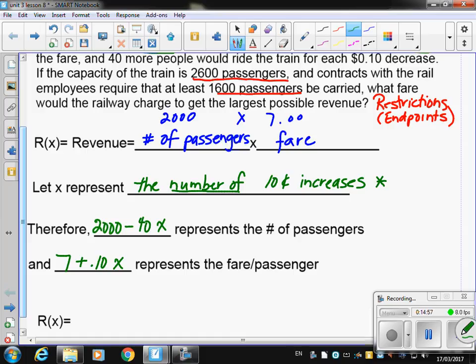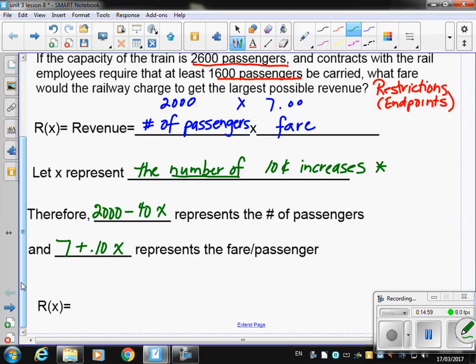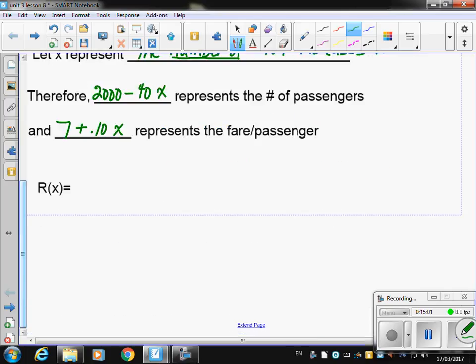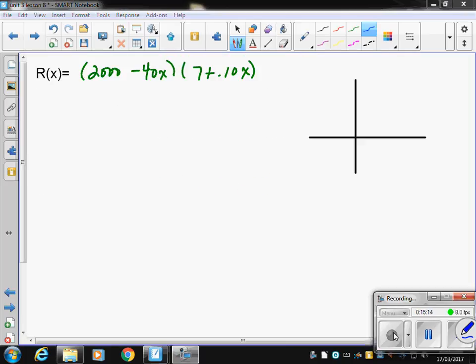So the revenue would be, again, the number of people times the fare, but it's changed. It's 2,000 subtract 40x times the fare, which may go up. In order to find the maximum revenue, which is what this company would like to do, we need to consider the constraints they put on it and the extrema.